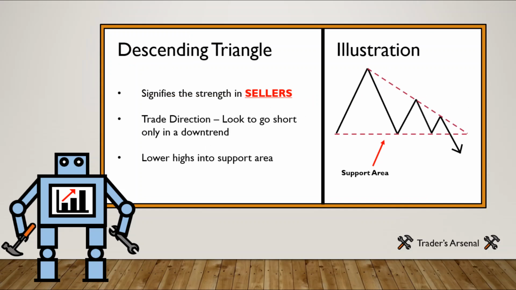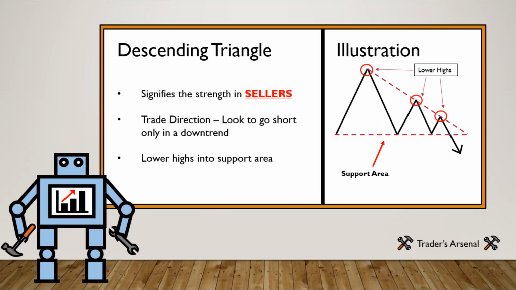Let's now look at the descending triangle pattern. Descending triangles are literally the opposite of the ascending triangle which we discussed earlier. It signifies the strength in sellers, so remember, you should only be looking to short the market when you see this pattern. The way to identify a descending triangle is by looking for lower highs into the support area.